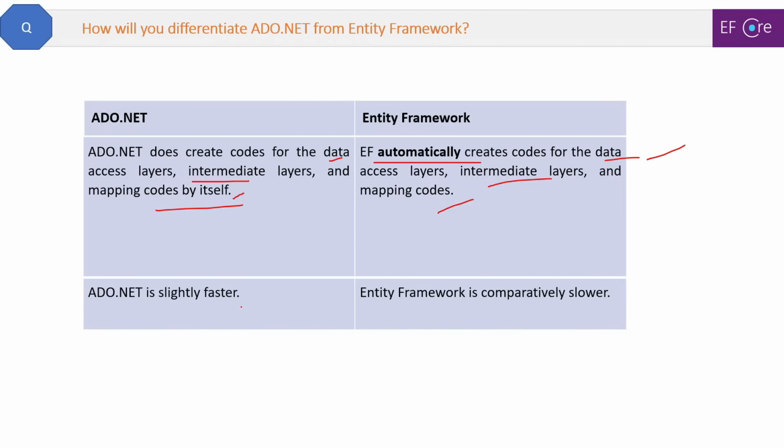The difference is that ADO.NET is slightly faster in comparison to Entity Framework. Why? Because Entity Framework internally uses ADO.NET only. It is a wrapper and it might be doing something extra which might not be required, and that is why it is slightly slower. So those are the differences between ADO.NET and Entity Framework.